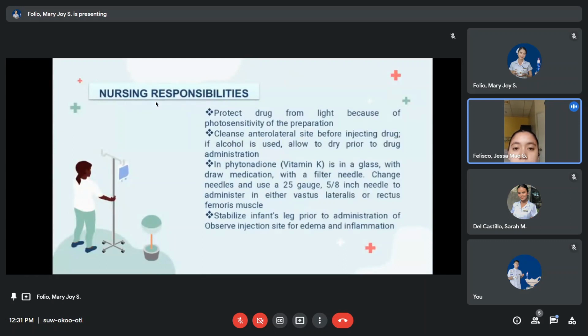And for the nursing responsibilities: protect the drug from light because of photosensitivity of the preparation, and clean the anterolateral site before injecting the drug. If alcohol is used, allow it to dry prior to drug administration. Next, if phytonadione or vitamin K is in a glass ampule, withdraw medication with a filter needle. Then change needles and use a 25 gauge, 5/8-inch needle to administer in either the vastus lateralis or rectus femoris muscle. Lastly, stabilize the infant's leg prior to administration and observe the injection site for edema and inflammation. Next slide, please.